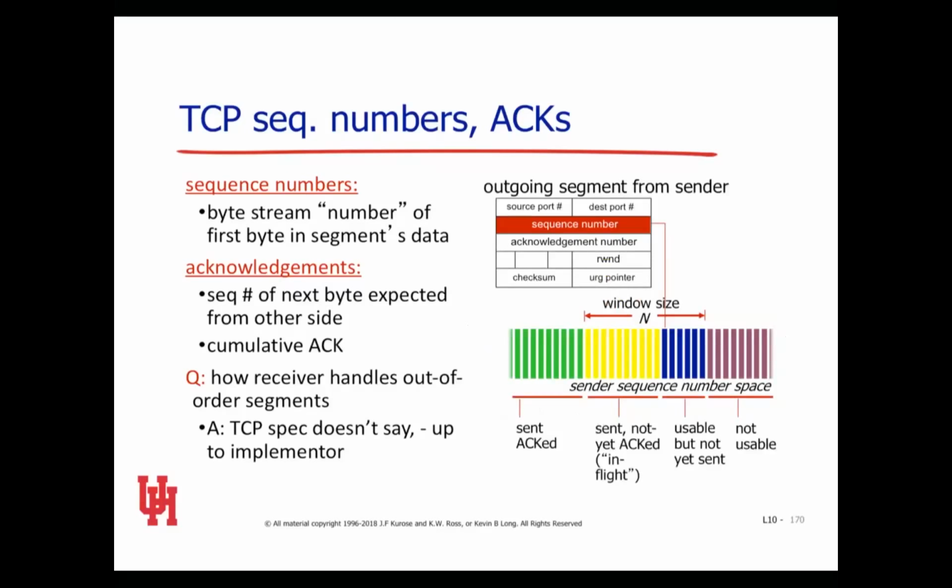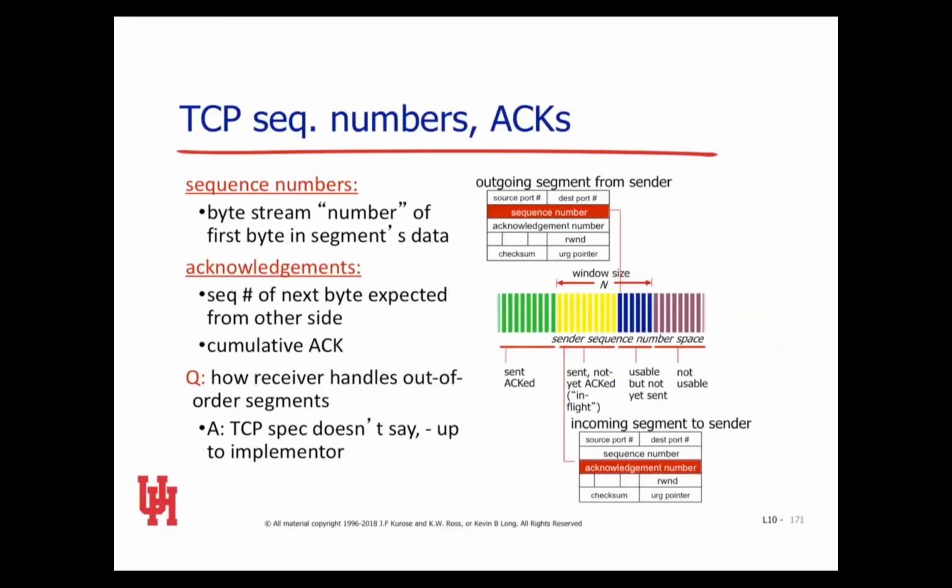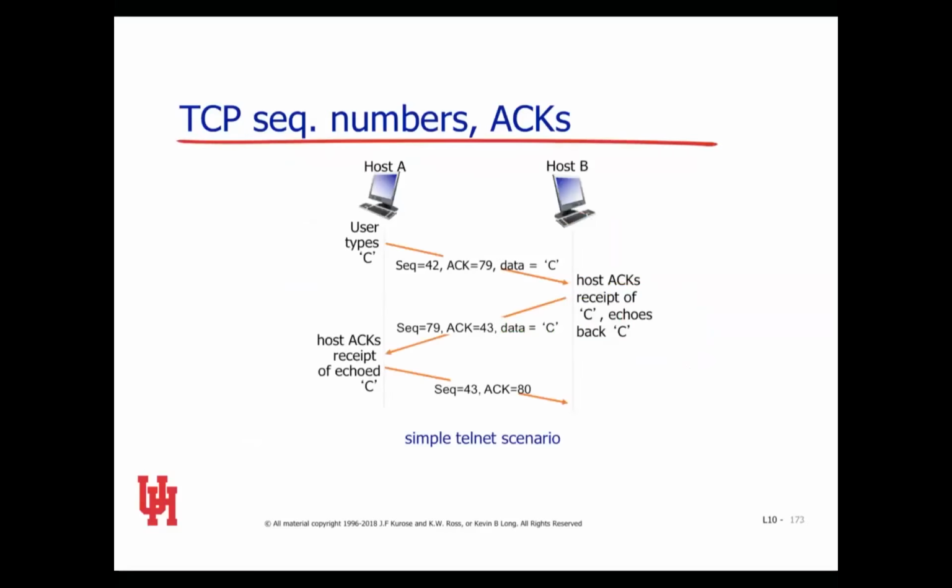So this is a sequence number. It's the next byte I'm going to send. It goes right here. If I'm trying to acknowledge something that I've received, that acknowledgement number goes in this field, right here. And I'll set the flag here because that's what the protocol says to do. Okay, so let's look at an example.